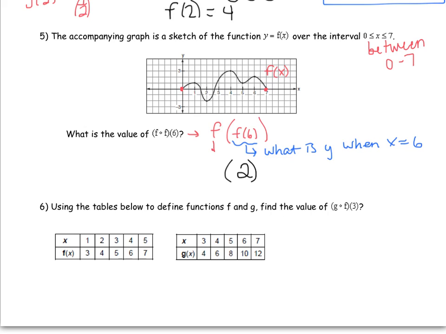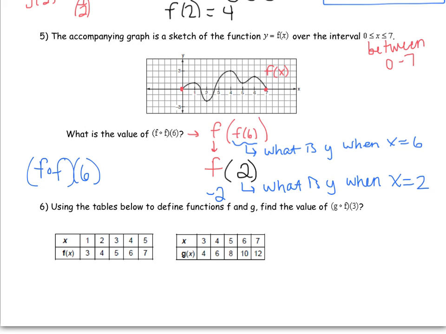And now I'm going to bring this down, and now I want to find f of 2. What does that mean? That means what is y when x is 2? So we're going to look again on the graph. Where is x 2? Oh, look down. The answer is -2. So that is my final answer. So f of 2 equals -2.